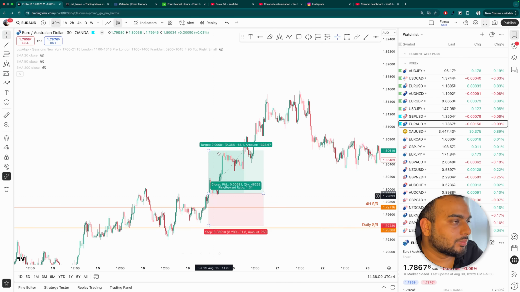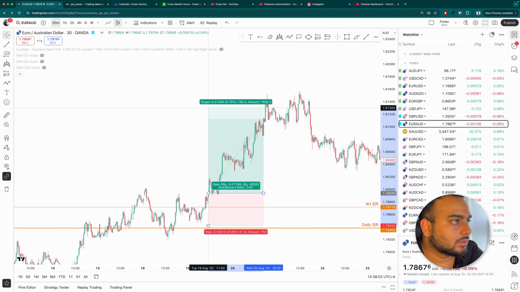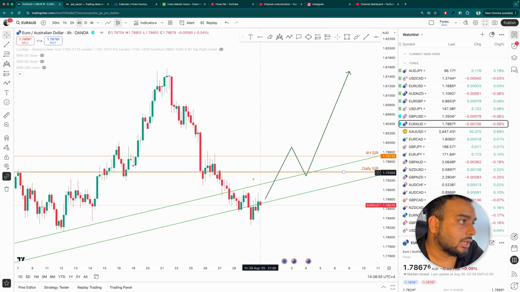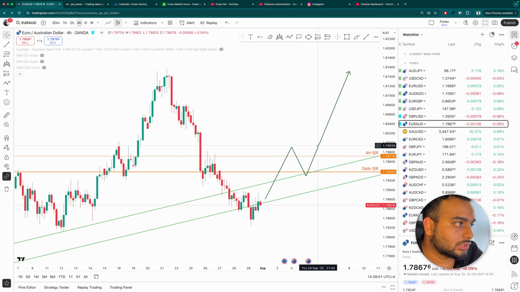Stop loss at 50 pips. TP is easy, 1 to 3. So I want something like this to happen again. For the price to come up, reject from this area, and then do a break of structure for me, and then I can enter a buy.